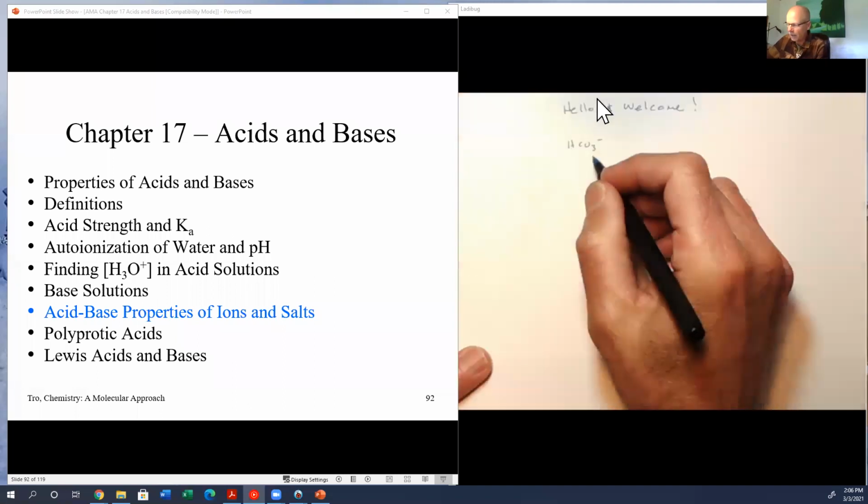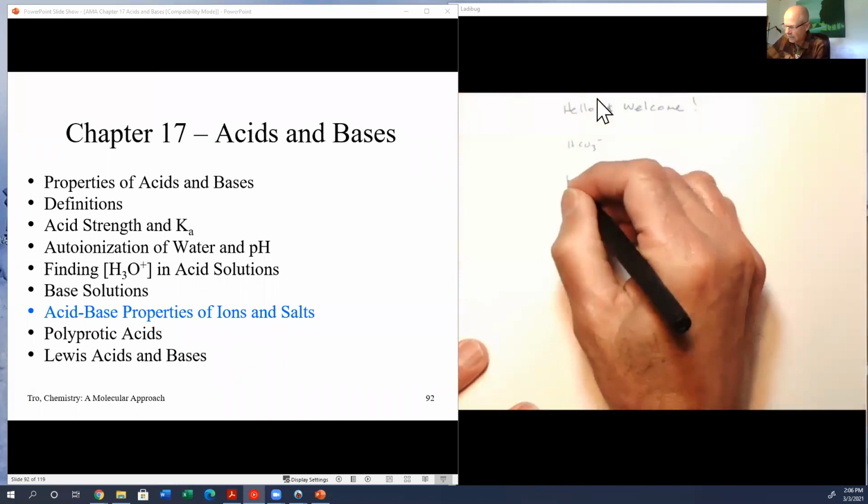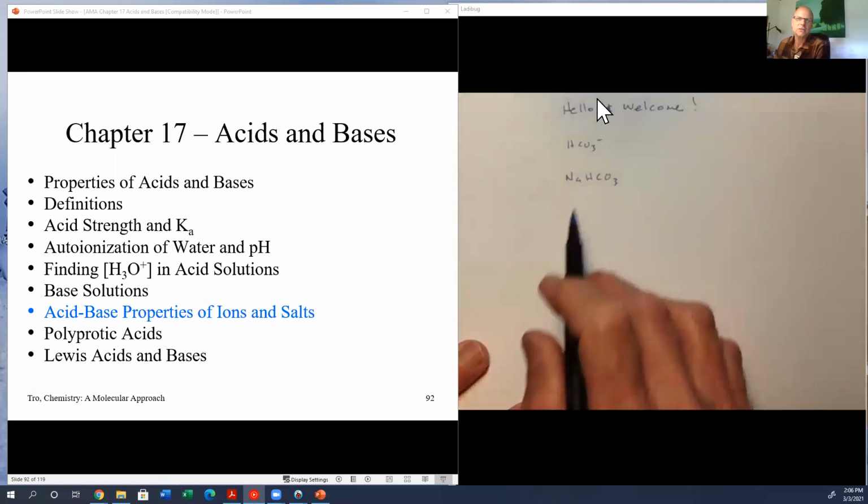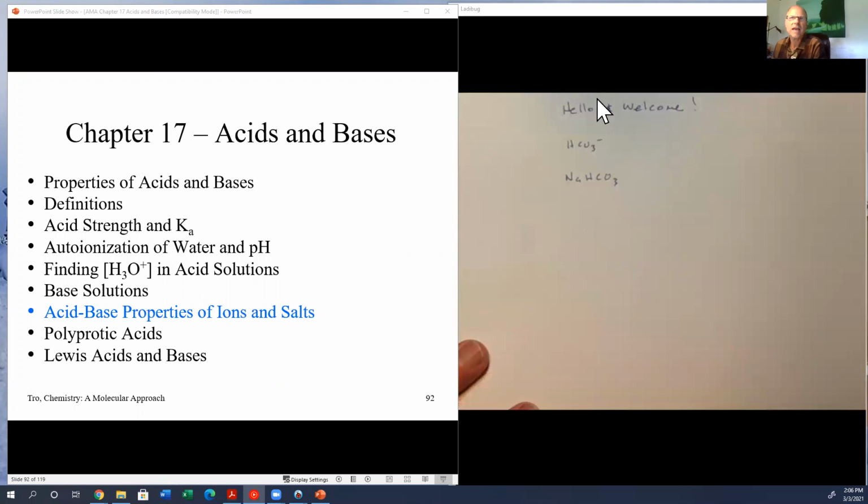So bicarbonate ion doesn't exist by itself. Usually it exists with some counter ion like sodium, for example. And we have things like sodium bicarbonate, right? Which is the active ingredient in baking soda, okay?